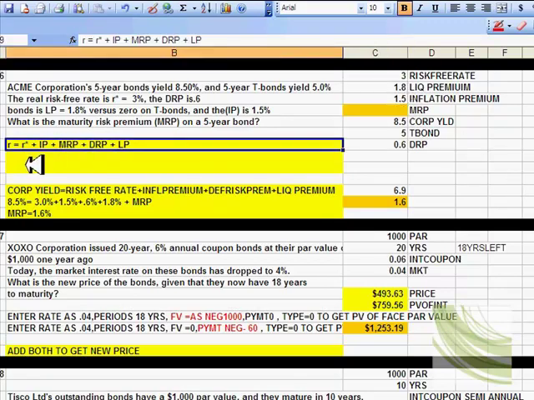So we know the required rate equals the risk-free rate plus the inflation premium plus the maturity risk premium plus the default risk premium and the LP.